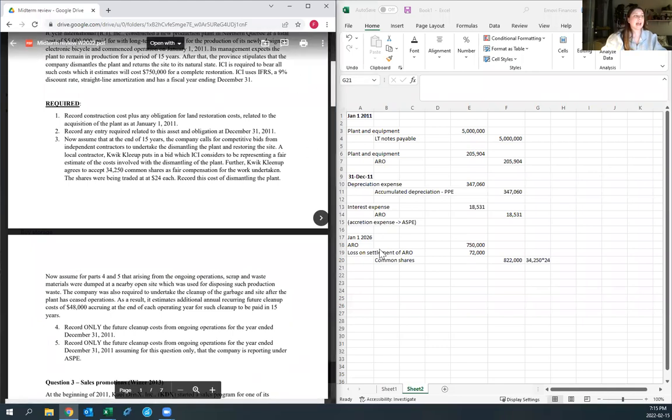Yeah, so if it was cash, if they said that they paid cash an amount, you would have just put cash and done your gain or loss. Here, same thing.